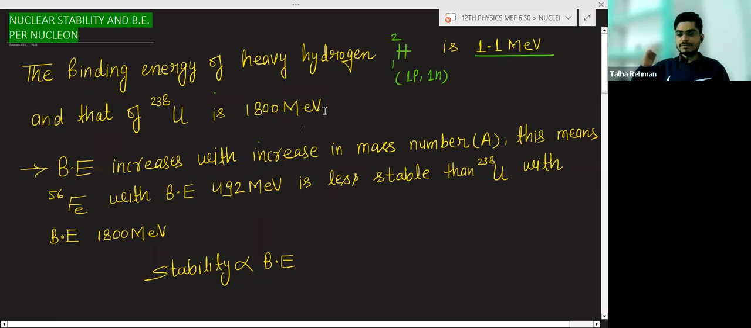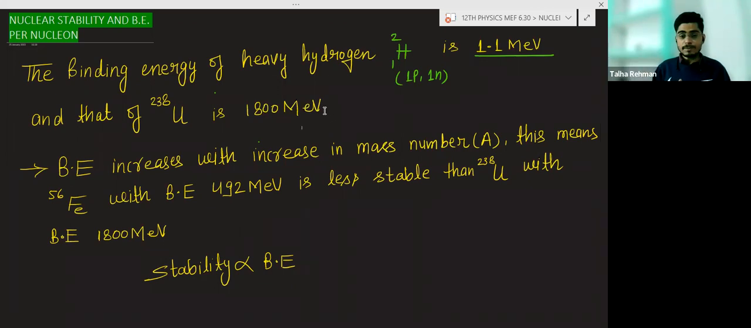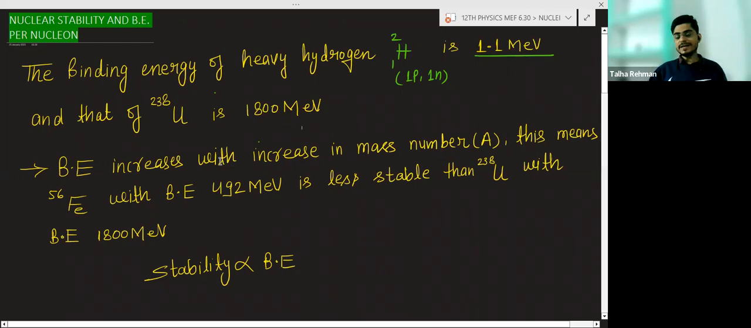So if the mass number will increase, then binding energy will increase. You can see this hydrogen is having a mass number 2, so binding energy is this. This uranium is having a mass number this, and this has this much of energy. So binding energy increases with increase in mass number.